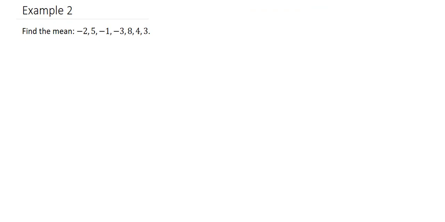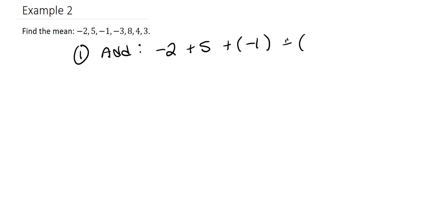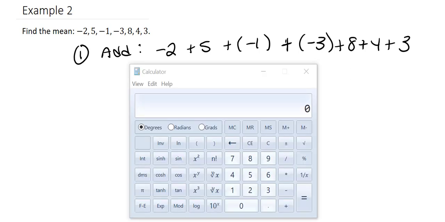So example 2, we're going to find the mean of the following: -2, 5, -1, -3, 8, 4, and 3. So step 1, we're going to add. So we're going to add -2 plus 5 plus -1 plus -3 plus 8 plus 4 plus 3. So we can get our calculators out if we want to.